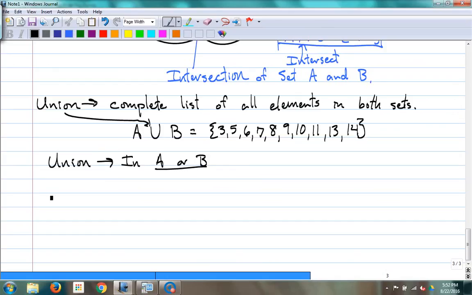Union is an or. Intersection is in A and B. So the intersection's a more exclusive group.